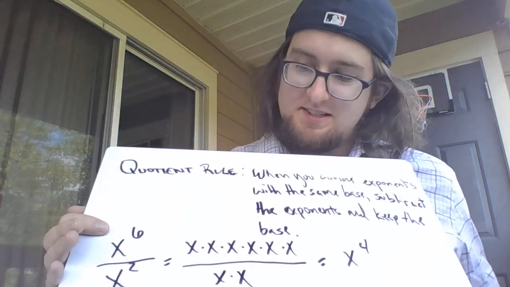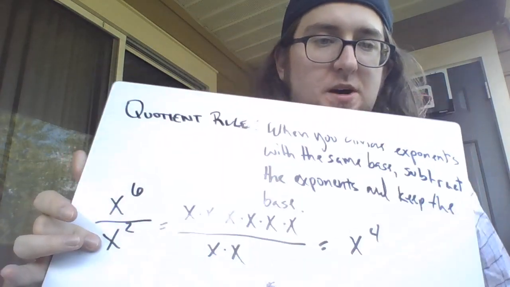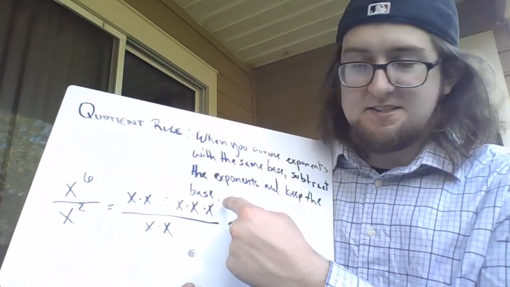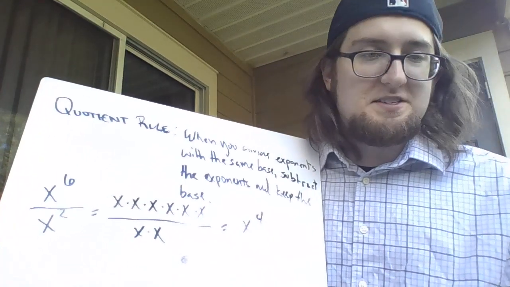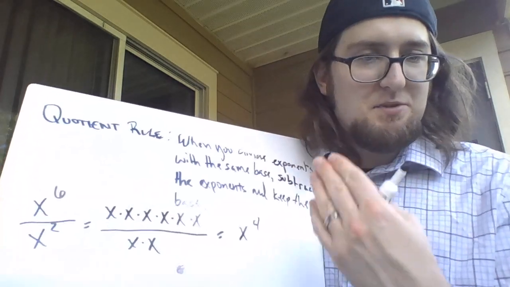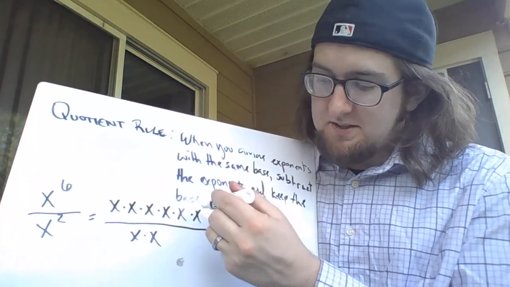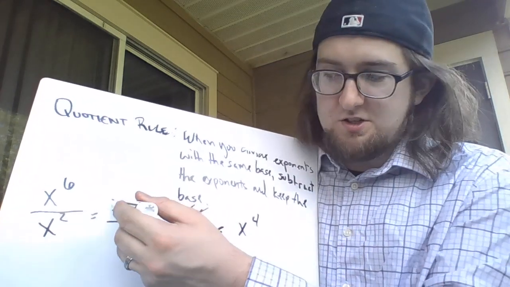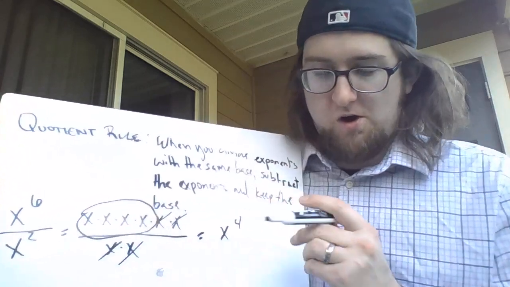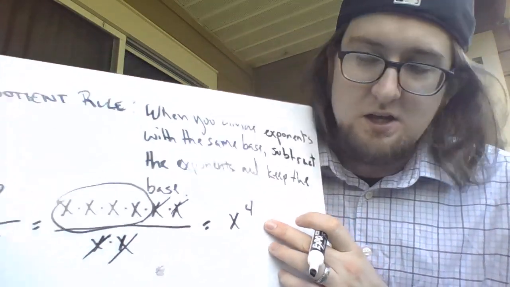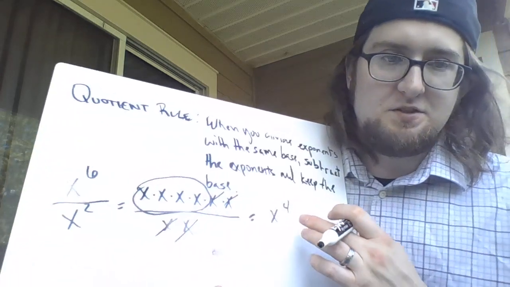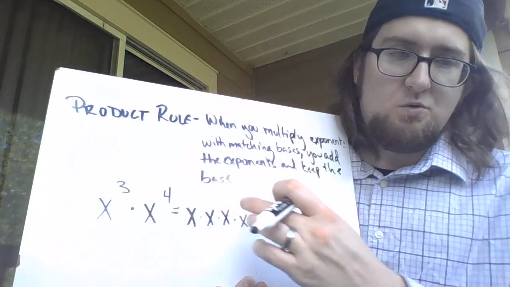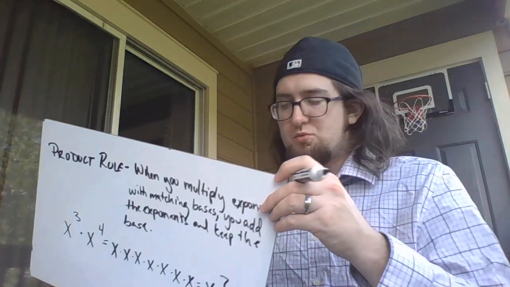Okay, so x to the sixth power divided by x squared. So again, I expanded this. X to the sixth power, that's 6 x's being multiplied. X squared, that's 2 x's being multiplied. And whenever you divide something by itself, it equals 1. So that means I can cancel that out. I can cancel that out. And what I'm left with is just 4 x's on the top, or x to the fourth power. All we did was subtract. 6 minus 2 is 4. Let's bring it back over here. I forgot to say that. 3 plus 4 is 7. That's how these rules work.